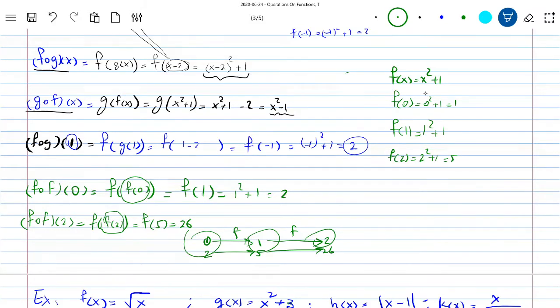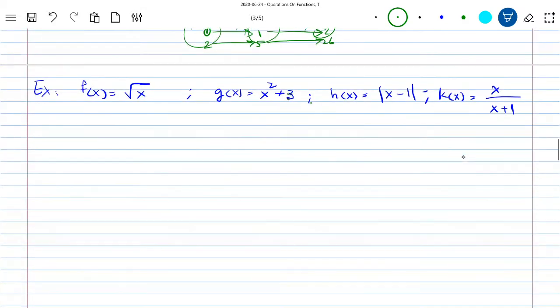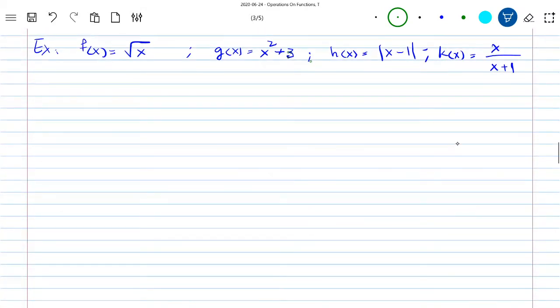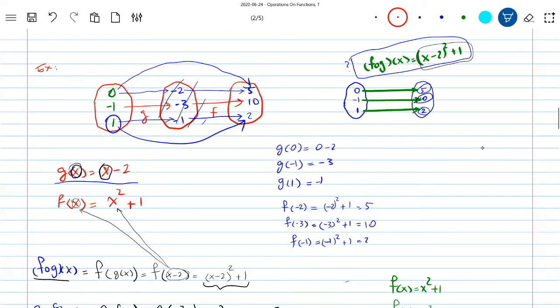So what does f of f do? f of f is applying f twice, first on the input, then on the result of the input. Here's one more example. This time I picked 4 functions to go through, a bunch of them, and calculate a couple of examples. I wanted you to see the idea of this decomposition.